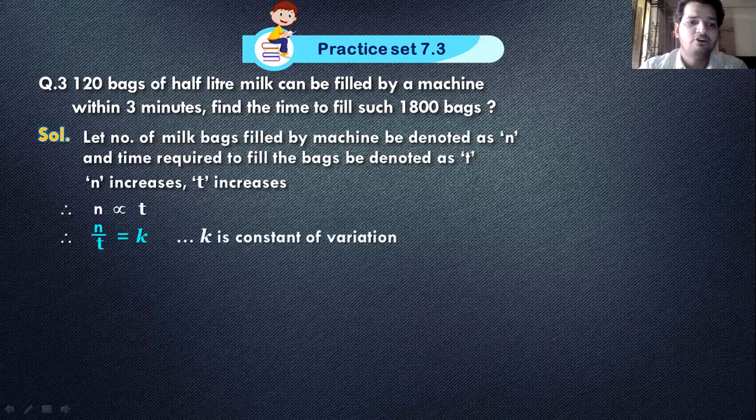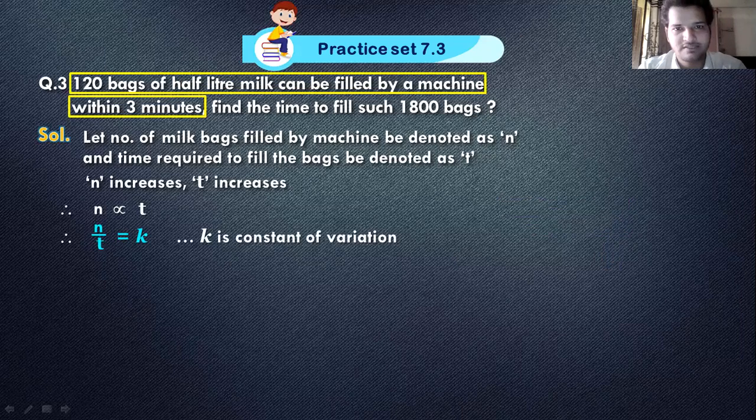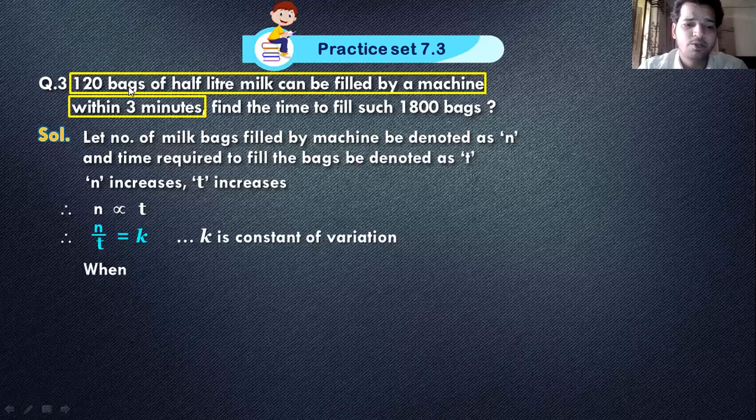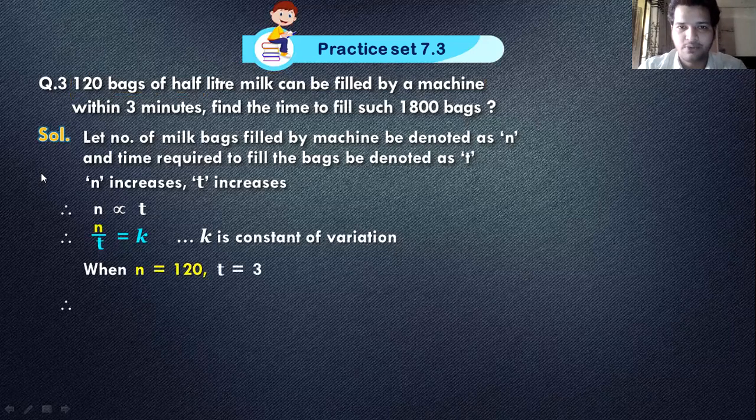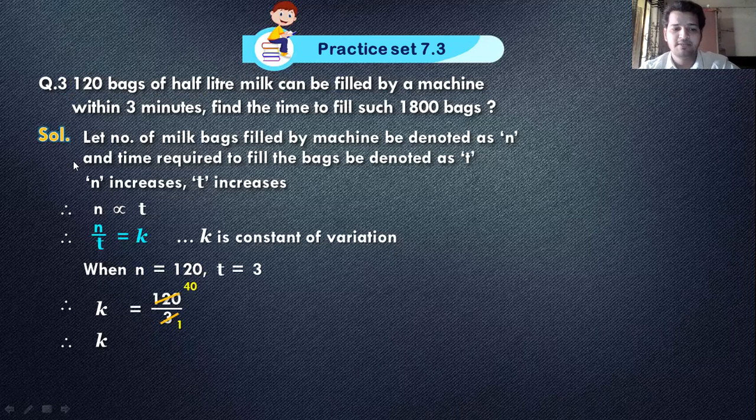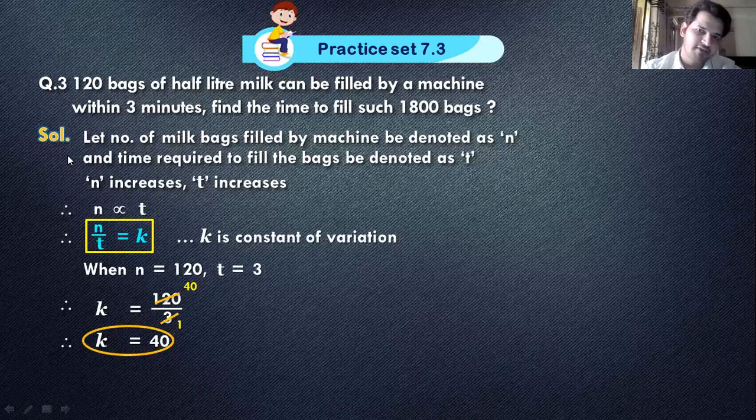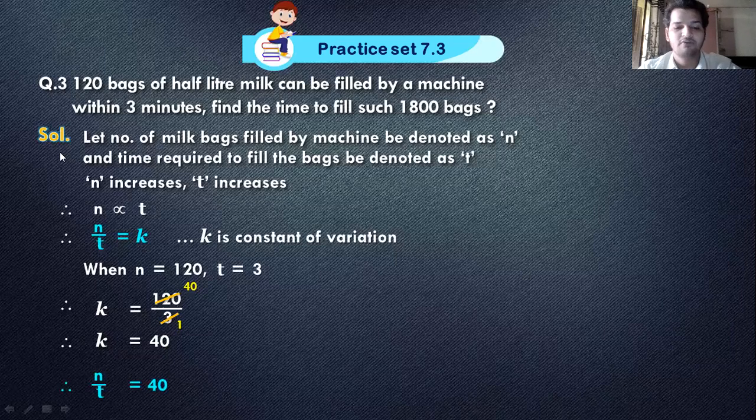Now, what is the value of n in the first case? Let us read the statement once again. 120 bags. So that means the value of n will be 120. Filled by a machine within 3 minutes. 3 minutes means the time is given as 3. Correct? So let us substitute n, which is 120, upon t, which is 3, equals k. Now 120 upon 3 gives you 40. 3 ones are 3, 3 40s are 120. So k will be 40. Once you get the value of k, substitute: n upon t is equal to 40. This will be called the equation of variation.